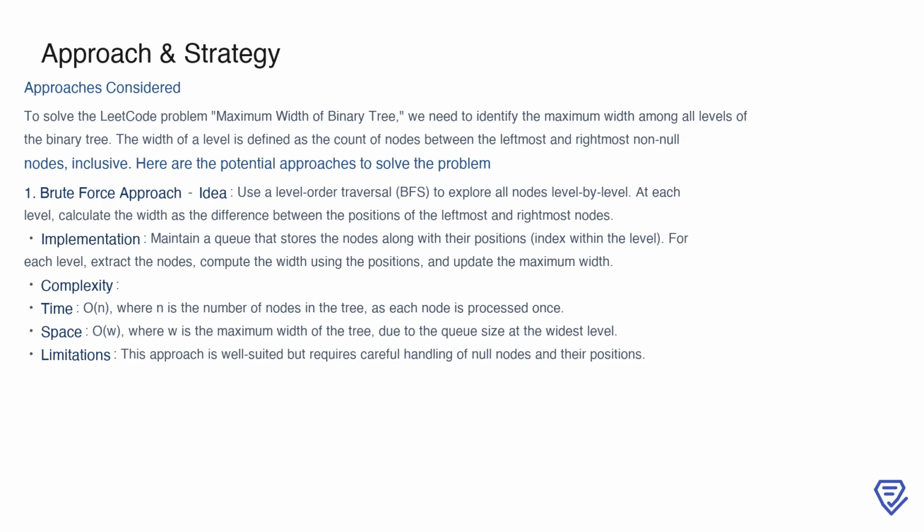This method is efficient with a time complexity of O(n), where n is the number of nodes in the tree, since each node is processed exactly once. The space complexity is O(w), where w is the maximum width of the tree, because the queue will contain all nodes at the widest level. However, one limitation to note is that this approach requires careful handling of null nodes and their positions to ensure accurate calculations.